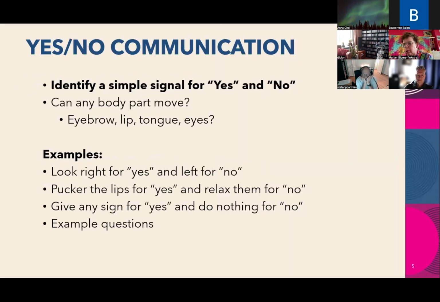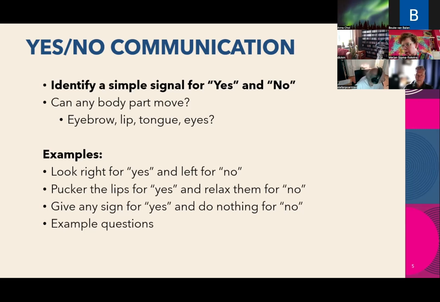What I'd like to start with is basic yes and no communication. It is so important that each of us have a way to directly and simply communicate yes and no, so when somebody asks us a yes or no question, we have the ability to clearly and directly answer. So what does that look like for individuals here? Identifying a simple signal for yes and no. The first question I ask is, is there any body part that can move? And when I say move, it can be a very small but noticeable movement.